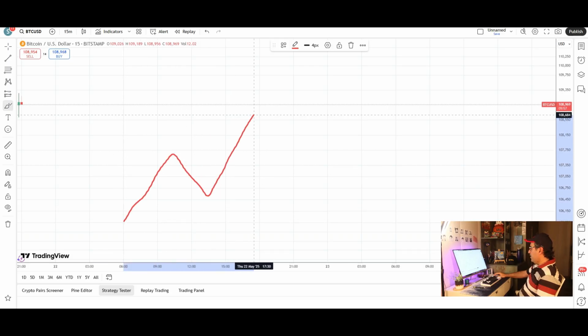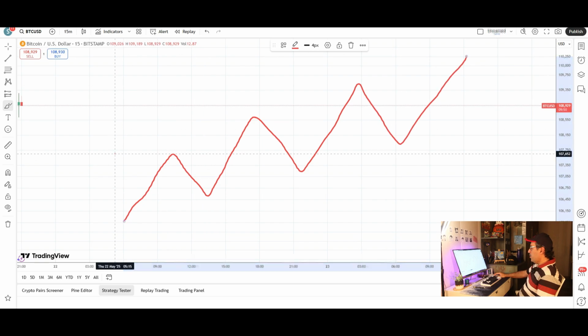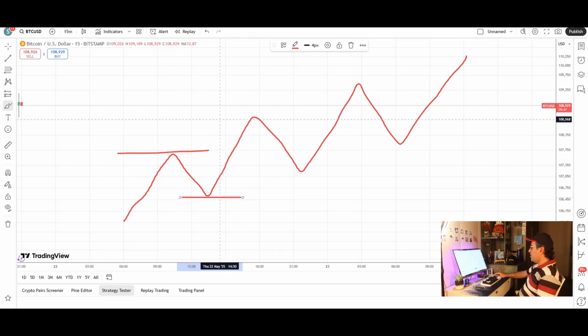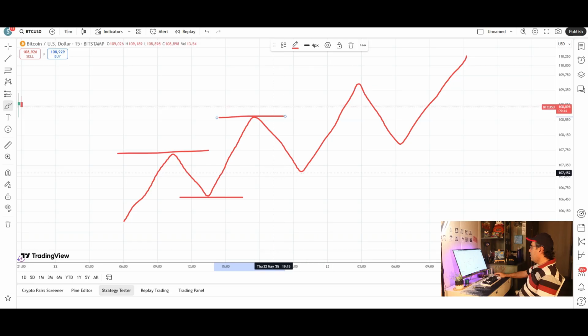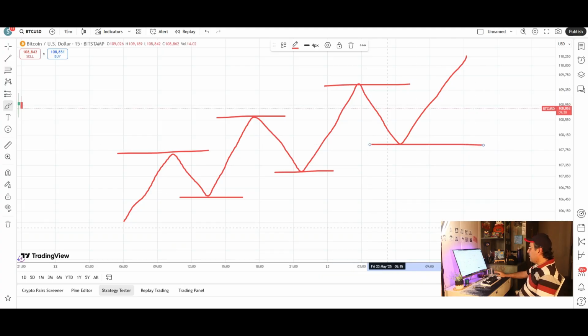This is the trend. Higher highs, higher lows. This is your resistance area, support, resistance, another support, resistance, and a support level. This is how the trend works: higher highs, higher lows, higher highs, higher lows, and so on. And these are the trading opportunities in between.